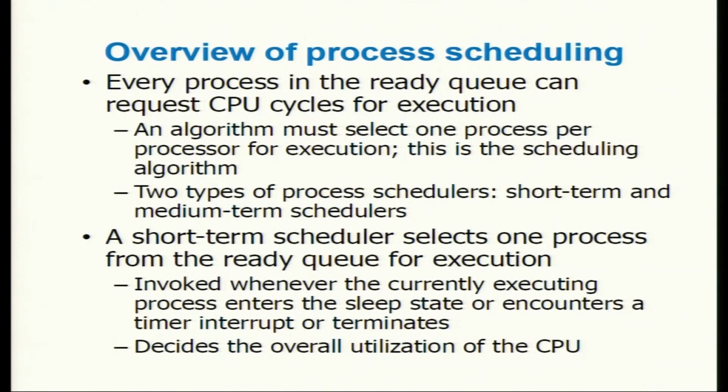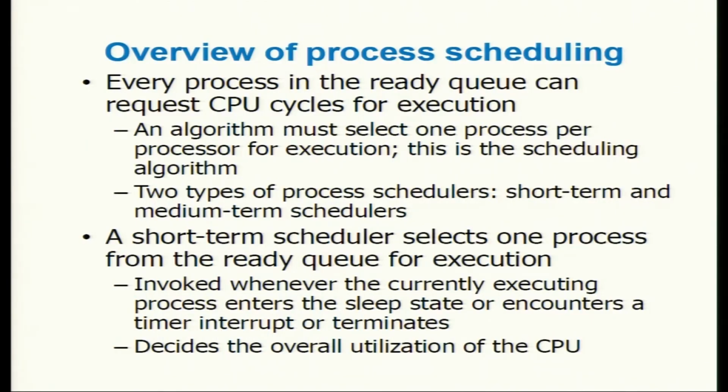So every process in the ready queue can request CPU cycles for execution because it's ready to execute. An algorithm must select one process per processor for execution. This is the scheduling algorithm. And there are two types of process schedulers. One is called a short-term scheduler and the other one is called a medium-term scheduler. And we'll discuss here only the short-term scheduler because that's what is important.